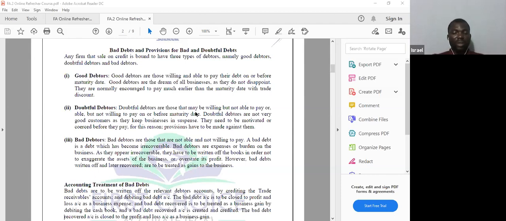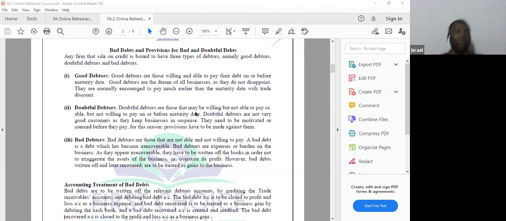Now, looking at good debtors, what are good debtors? Good debtors are those that are willing and able to pay at a particular point in time. They have the money and they are ready to pay, based on the service they have enjoyed. So it means that we can go ahead and do business with them, since they will surely pay us our money.